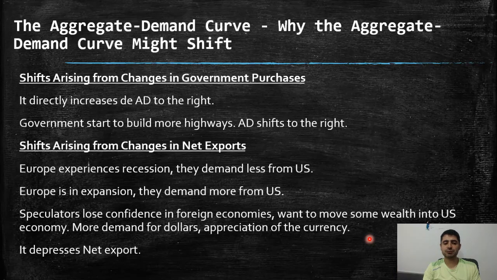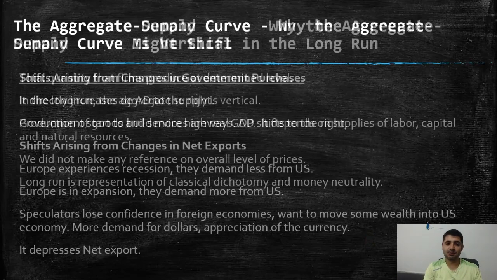Or shifts arising from changes in net exports. Imagine that Europe experiences a recession, so they demand less from the US. It's what's happening now, all countries are demanding less from all countries. If Europe is in expansion, they demand more from the US. If speculators lose confidence in foreign economies and want to move some wealth into the US economy, there is more demand for dollars, so there is an appreciation of the currency. That depresses net exports, because now all the goods are more expensive in the foreign market.